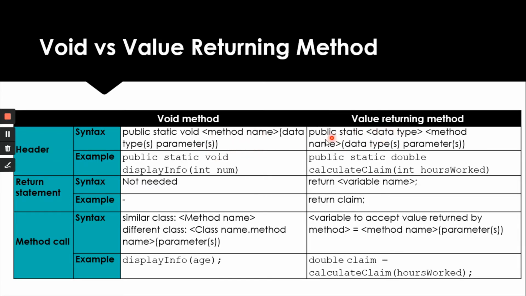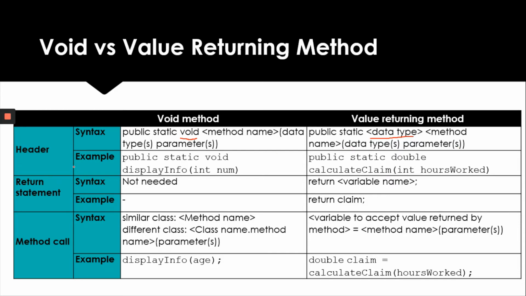For the value returning method, we also use public static, but the difference is the data type here. In the void method, we use the word void, but in the value returning method, we use the data type that we are returning. Then we continue with the method name. Similarly, we have brackets which consist of the parameters. This is optional. If you don't have any parameter, then you don't have to put any value inside the brackets.